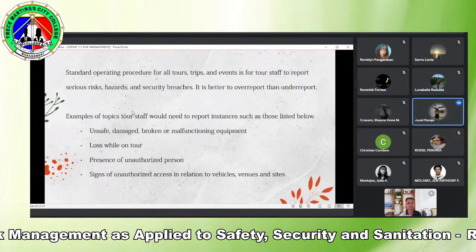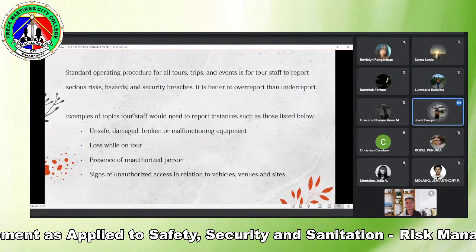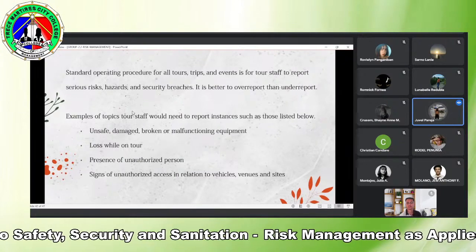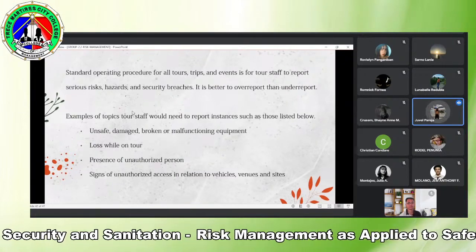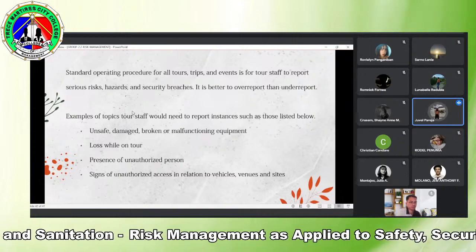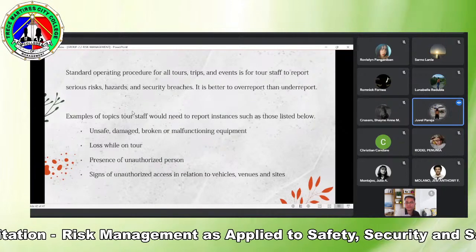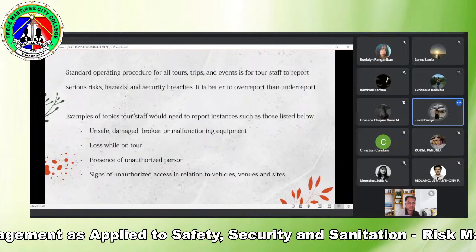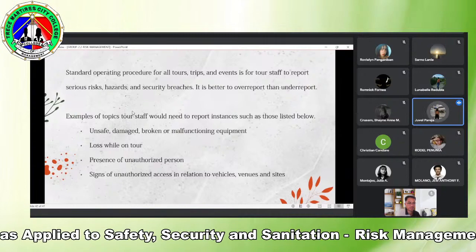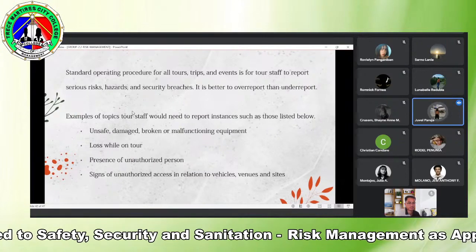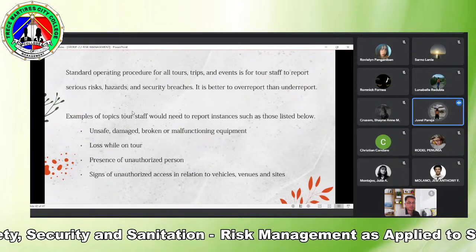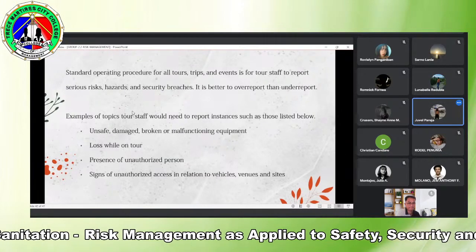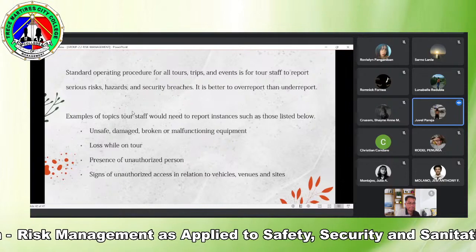Next po is signs of unauthorized access in relation to vehicle, venues, and sites. Sa isang party kapag may isang tao na hindi kilala or nakapasok, paghihinalaan ka kasi wala ka sa list. Pag may bisita po, or halimbawa po dun is yung unexpected person na hindi naman kilala or ibang tao na wala naman po siyang invitation card, ganun po, example. Next po. Next slide po.